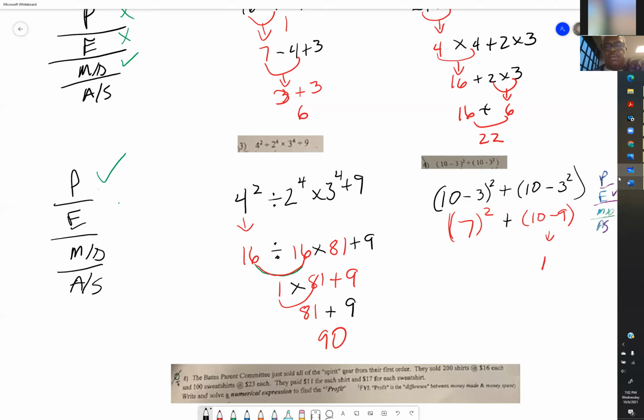We bring down the plus, and here we have 7 squared. So this is now just 7 squared without the parentheses. So 7 squared is just 49. And 49 plus 1 is 50.